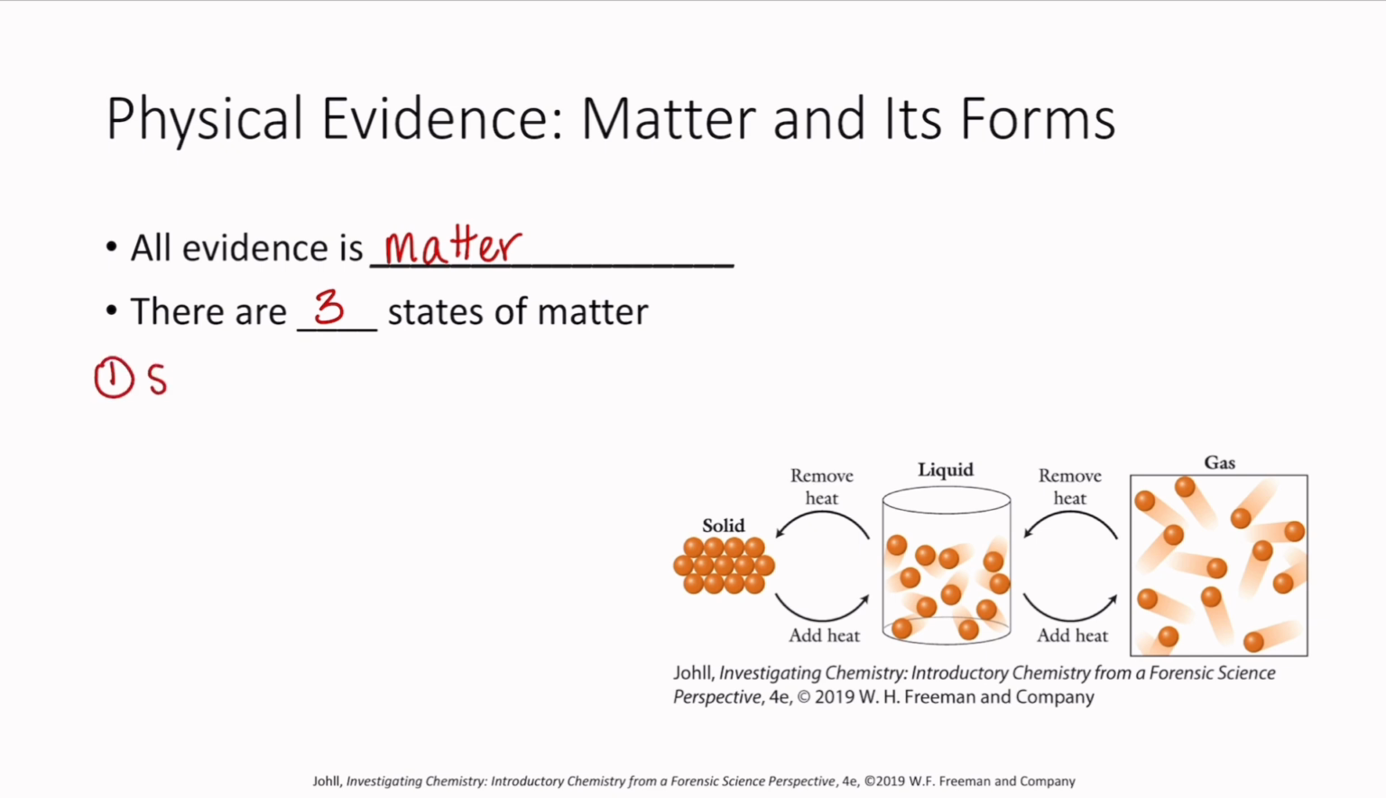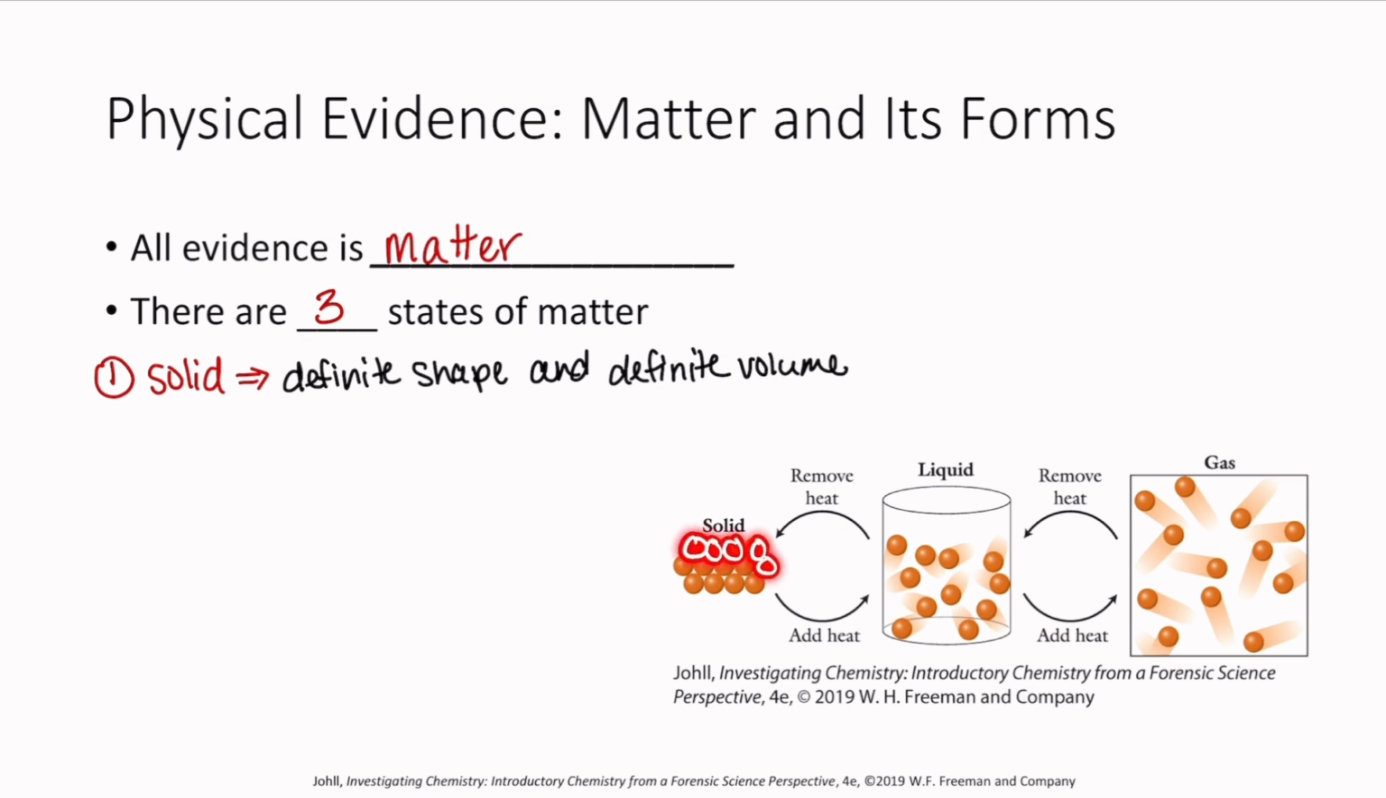The first is a solid. Now, a solid is going to have a definite shape and a definite volume. A solid is going to have particles that are very close together, as you can see here. And they aren't moving very fast at all. To our eyes, it looks like they're not moving at all, but they are.